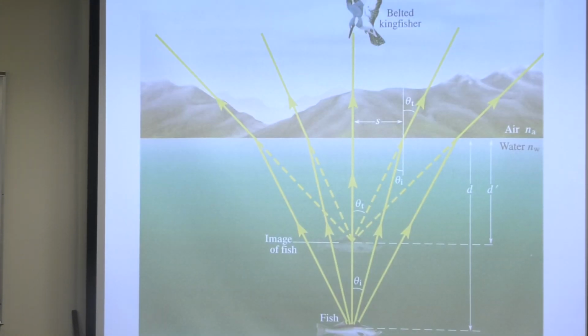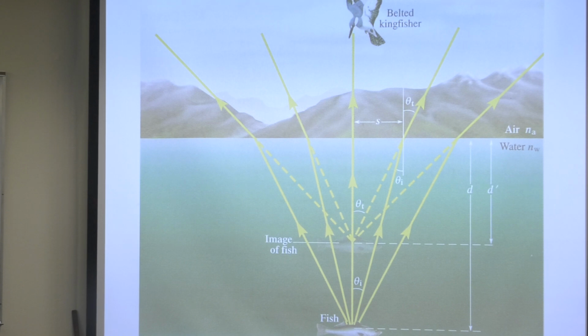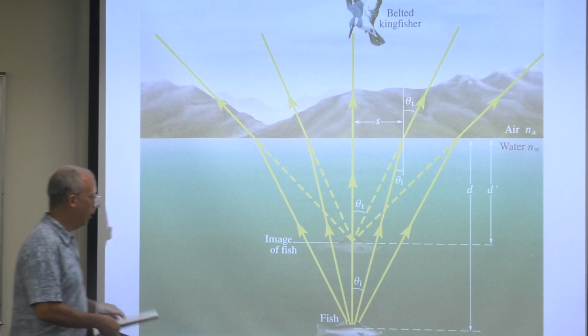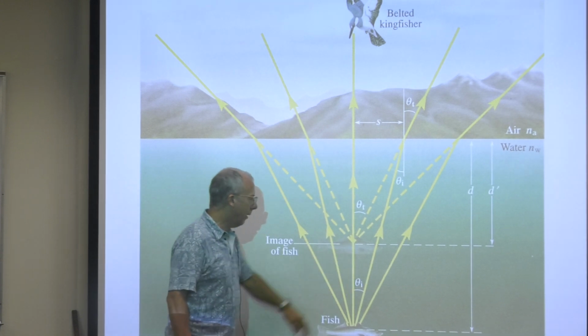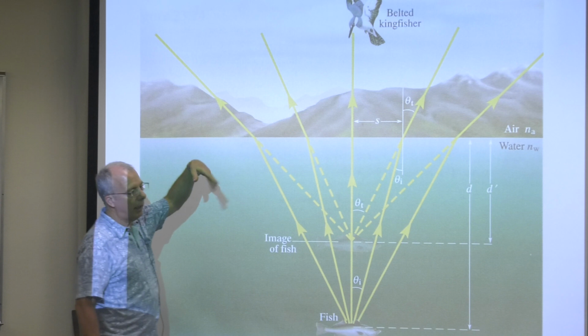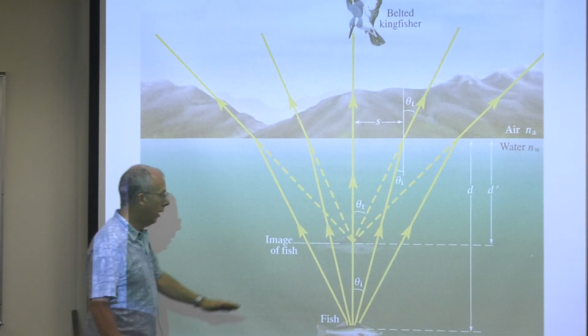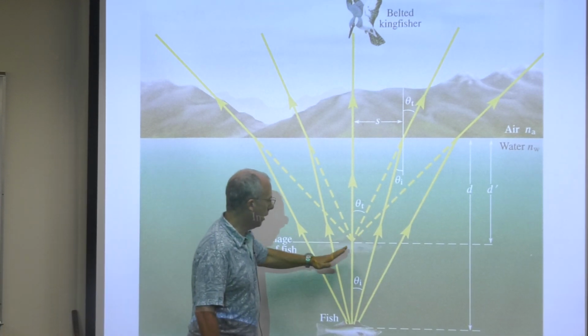Snell's law is responsible for the difference in the actual and apparent depth of an object underwater. So here's what I'm talking about. Here's a fish. Can you barely see that fish? You know the light is coming in and reflecting off the fish. Let's just look at some of these light rays.